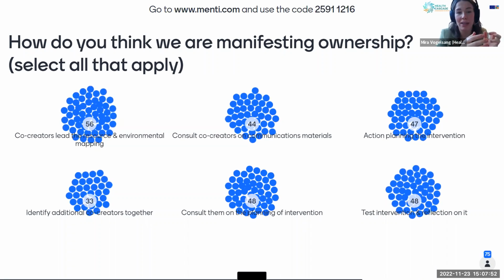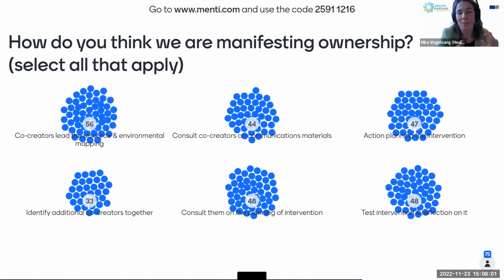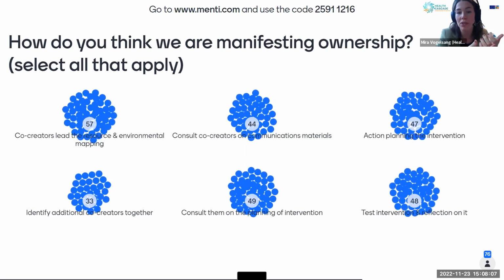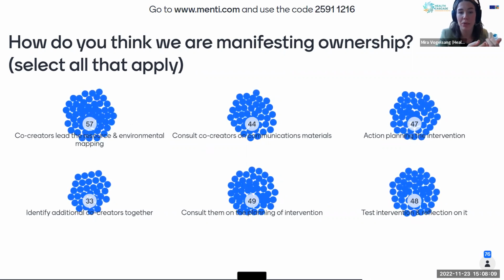I want to point out that I wouldn't use consulting co-creators on outreach material and consulting them on the planning of the intervention, as these are not participatory methods that would aid in manifesting the ownership for the co-creators that we're looking for. We want to focus on ways that create deeper engagement.